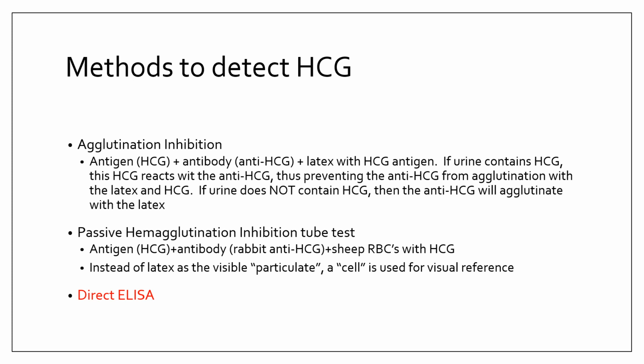Passive hemagglutination is where we have an antigen such as HCG and an antibody, which is rabbit anti-HCG, and sheep red cells with HCG as well. Instead of latex, the particulate that we normally use, we're using a cell. So this is why it's called hemagglutination. And finally, the most common way to detect HCG is by a direct ELISA test, which stands for enzyme-linked immunosorbent assay. The HCG in urine reacts with anti-HCG in a cellulose membrane of a test cassette, plus the specimen reacts with anti-HCG in conjugate, causing a colored line.